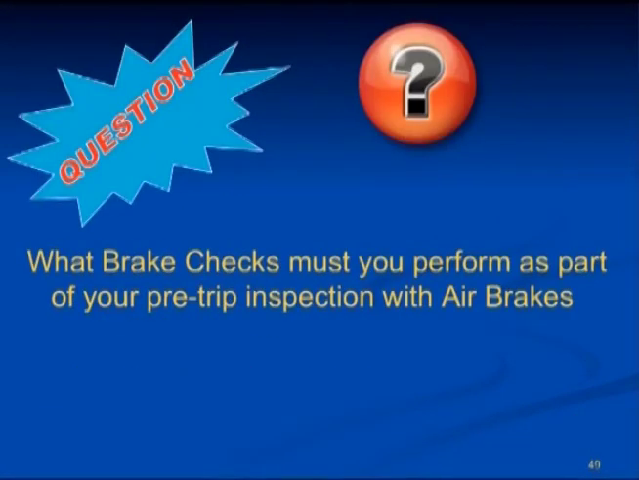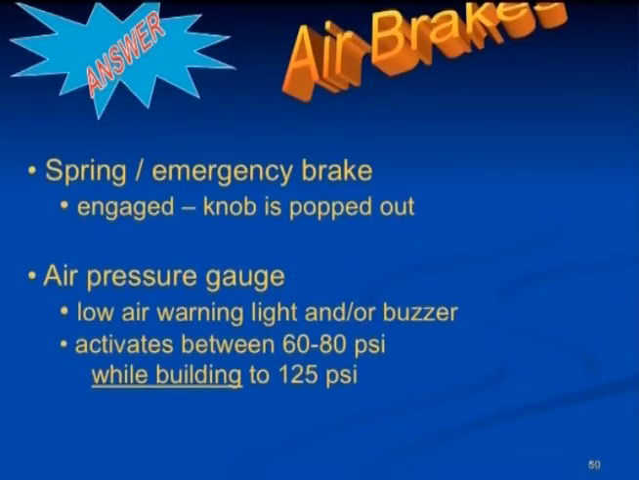So, our review questions. What brake checks must you perform as part of your pre-trip inspection with air brakes? Make sure that the spring/emergency brake is engaged and that the knob pops out. That should pop out automatically whenever the air pressure is down to 20 to 40 psi. Check your air pressure gauge. Make sure that the low air warning comes on at 60 to 80 psi.